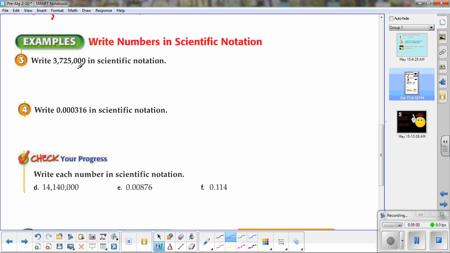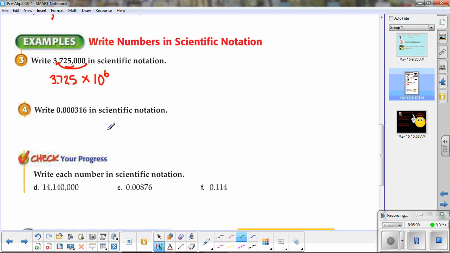Basically, when you have a whole number, the decimal point, if it's not there, it's at the very end, and we want to move it all the way between the first and second number, because remember, you need a number that is at least 1 but less than 10. So I'm going to go ahead and write down 3.725. I don't need to write the zeros. Times 10 to the 6th power, and it's going to be positive because this is a really big number.